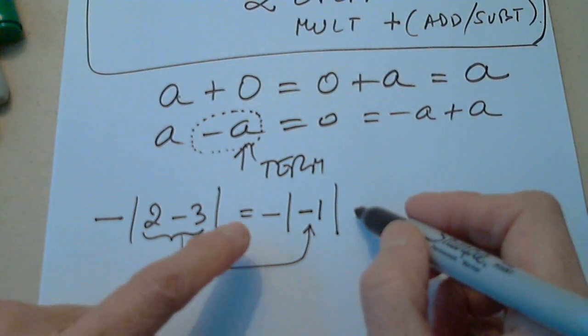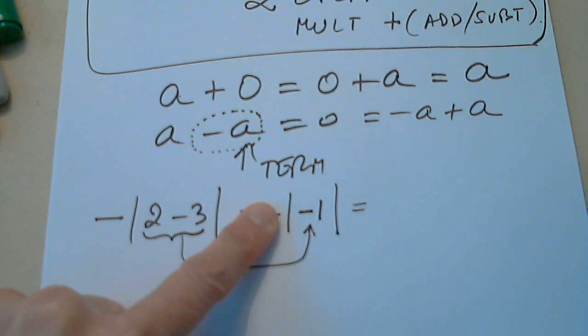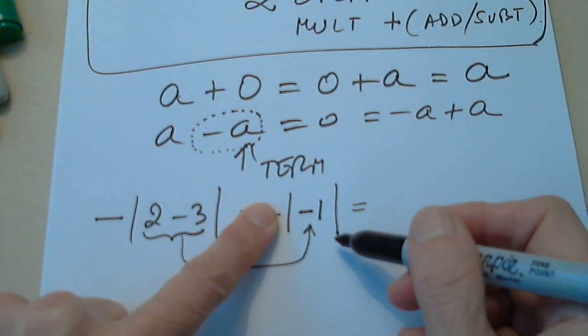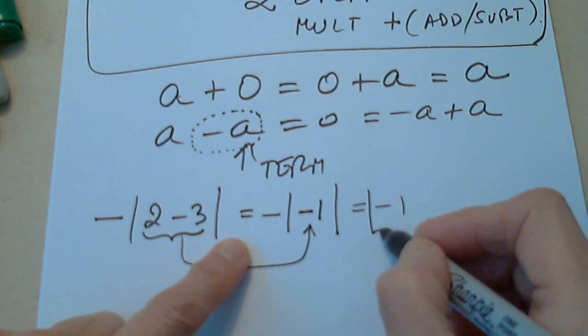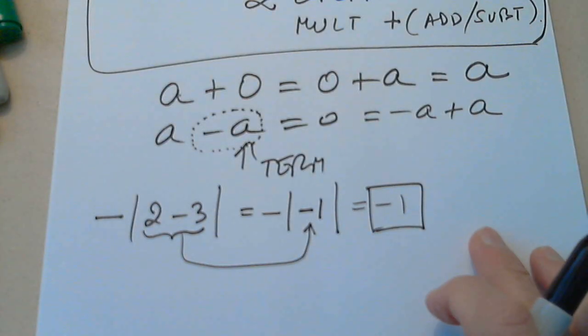Good. Now, let's determine the absolute value of -1. What will you say? What is the absolute value of -1? 1, with a minus in front, and this is how we get our final answer, -1. Any questions? A number like stronger.